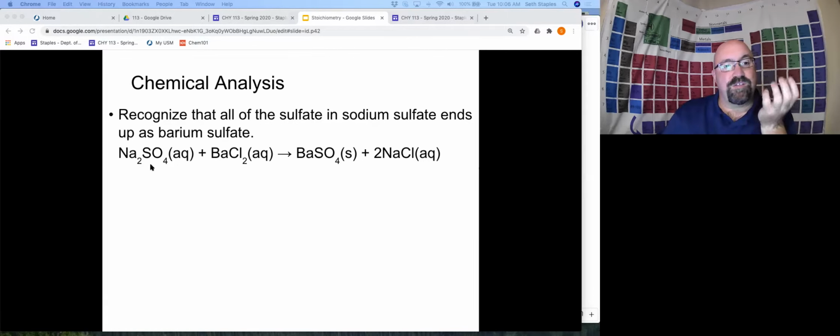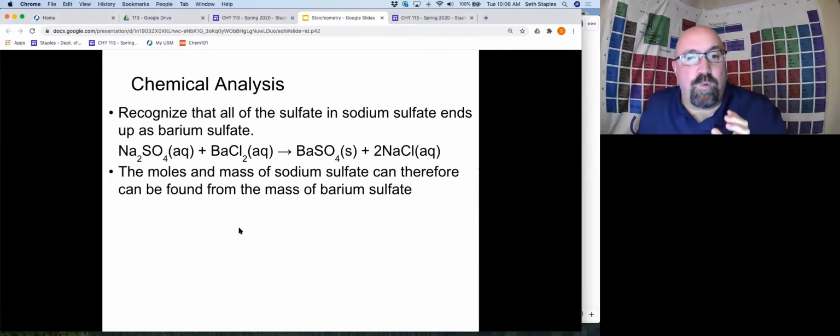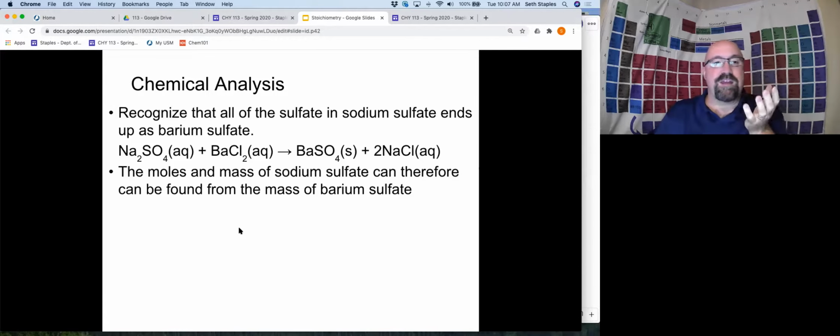And so this was our only source of sulfate, was our Na2SO4. And so every bit of the sulfate that was in our initial sample ends up as barium sulfate. And so what we can recognize then is that all of the sulfate that we get out as barium sulfate had to have come from the sodium sulfate to begin with. And so if we can find out the moles of barium sulfate that were produced, that's going to equal the moles of sodium sulfate that were present in the start.